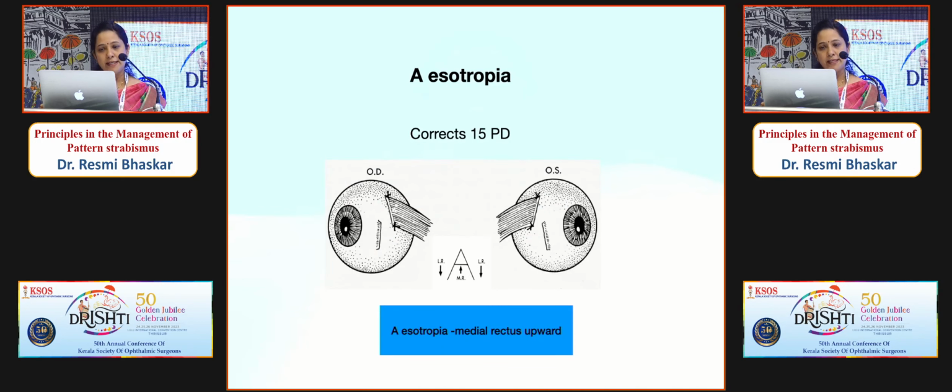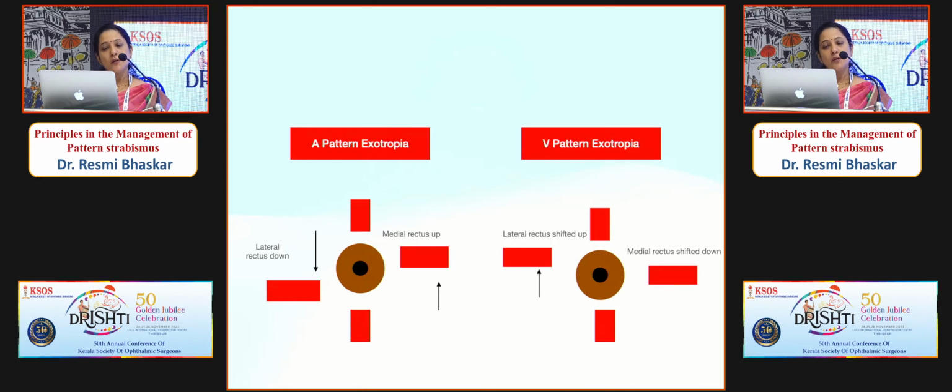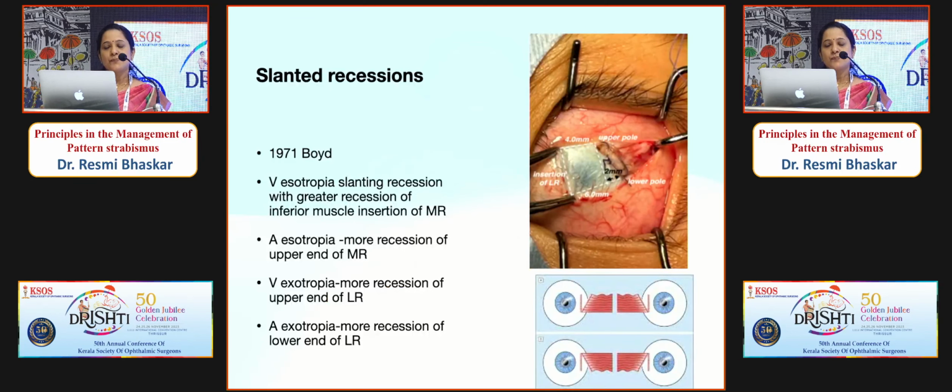In case of A esotropia, if you are planning for a bimedial recession, you shift the medial rectus upward. And in case of V esotropia, you shift the medial rectus downward. If you are planning for a recession resection, in case of A pattern exotropia, the lateral rectus will be pushed down and medial rectus pushed up, and in V pattern exotropia, the lateral rectus will be shifted up and medial rectus will be shifted down. Then another procedure is the slanted recession, which was described by Boyd in 1971.